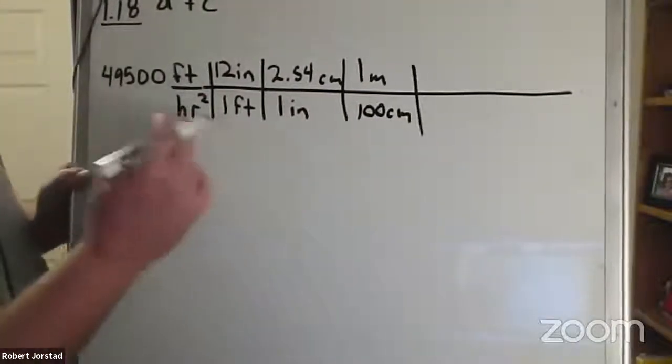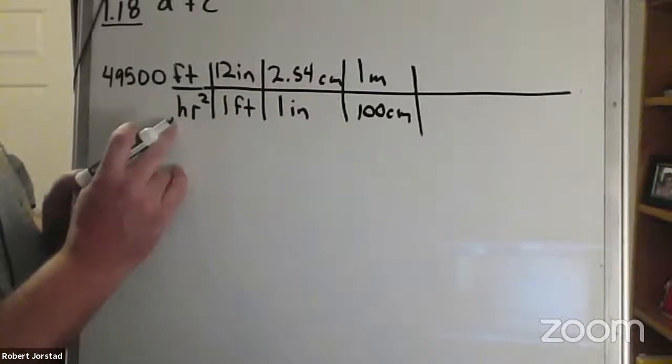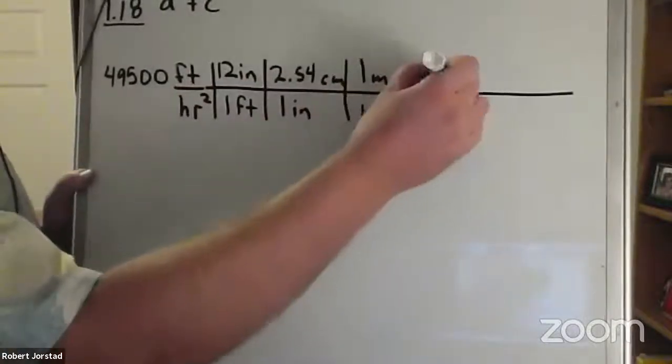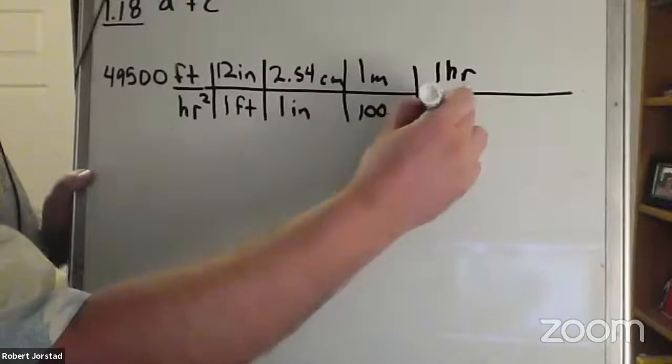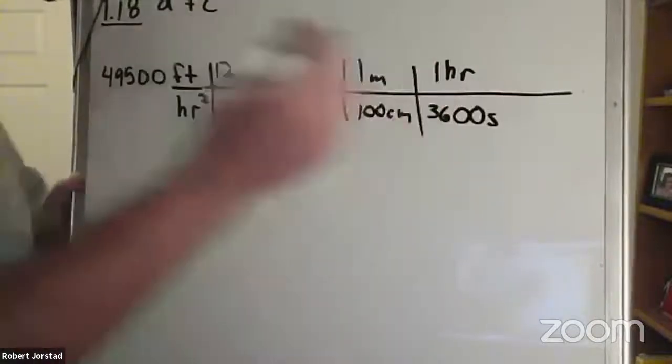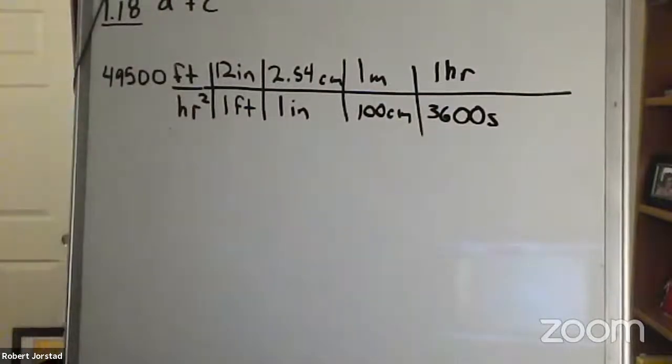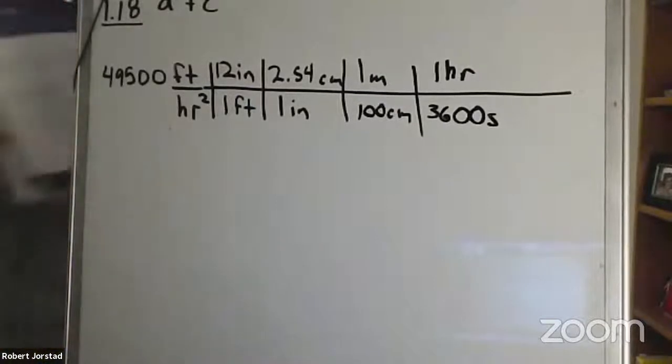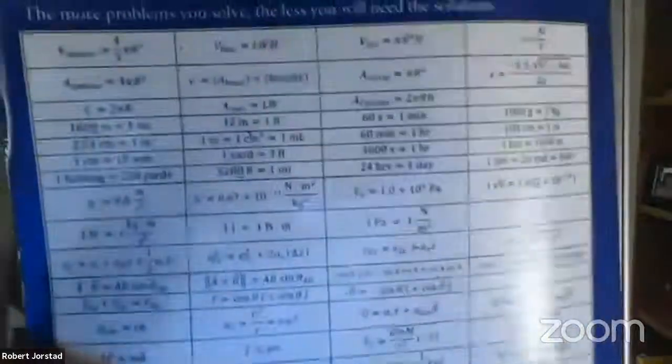Okay. And then to go from hours, let's see here. I know that 1 hour is 3,600 seconds. Now, if you don't know all these right off the top of your head, I just want to point something out. On the back of the workbook, there's a lot of those numbers.